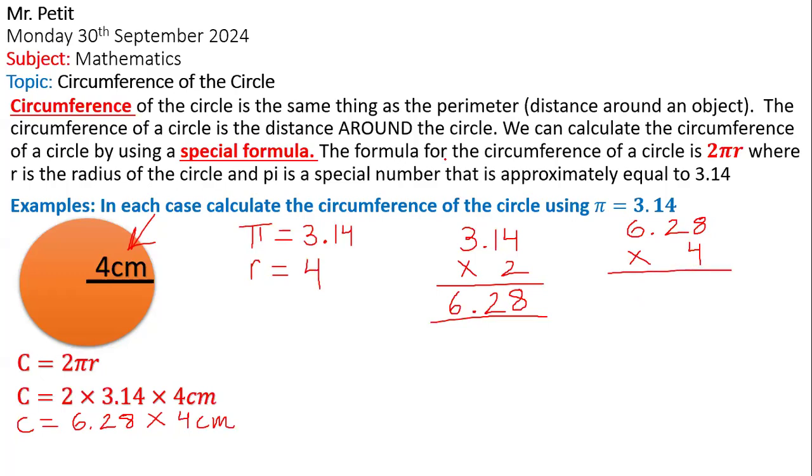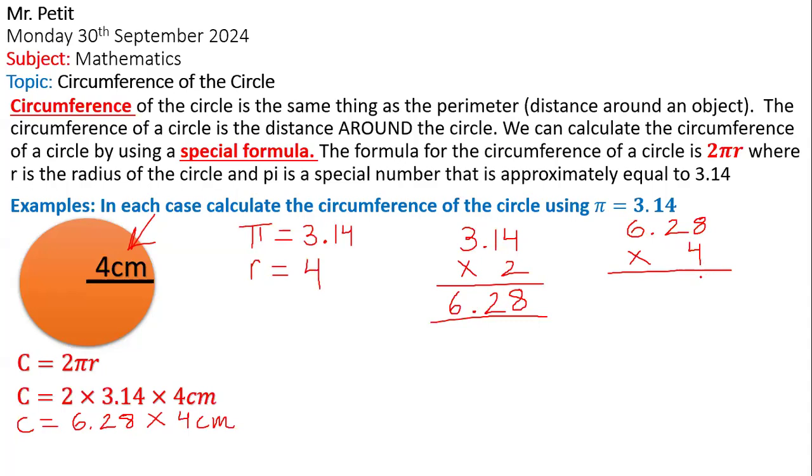Okay, so the first thing that we did is we multiplied 2 times pi, which is 2 times 3.14, which gives us 6.28. The second thing that we do is we multiply 4 times 6.28. So help me out with this one. 4 times 8 is what? 32.